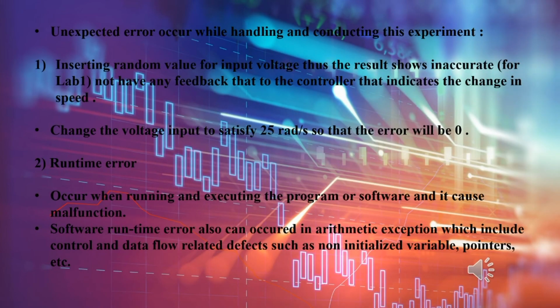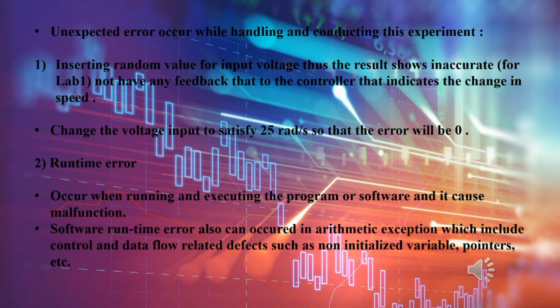Lastly, there might be some unexpected errors that occur when examining and handling this experiment. For lab 1, this error is due to inserting a random value for the input voltage, so the result is inaccurate. There is also no feedback to the controller that indicates the change in the speed. So in order to get a better end result, our team changed the voltage input to satisfy 25 radian per second so that the error will be zero.